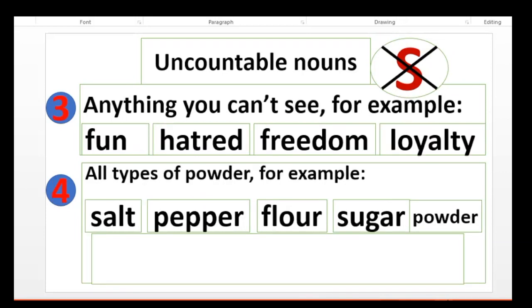Also, other examples of uncountable nouns are anything that cannot be seen. For example, fun. You cannot see fun. Hatred, freedom, loyalty. All these are abstract nouns. And all types of powder, for example, salt, pepper, flour, sugar, and powder.